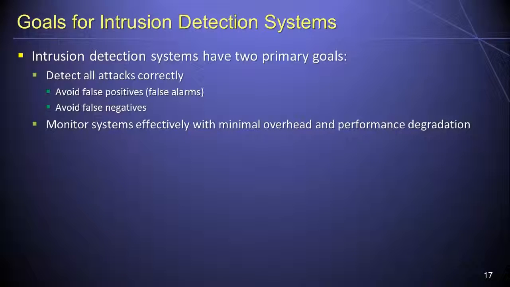A false negative, by contrast, occurs when an attack is genuinely underway, but the intrusion detection system fails to detect the attack. The second primary goal for intrusion detection systems is to perform their tasks diligently and effectively while consuming the smallest quantity of system resources possible and not causing any notable degradation in system or network performance. Unfortunately, these objectives often conflict with each other or are otherwise difficult to achieve.